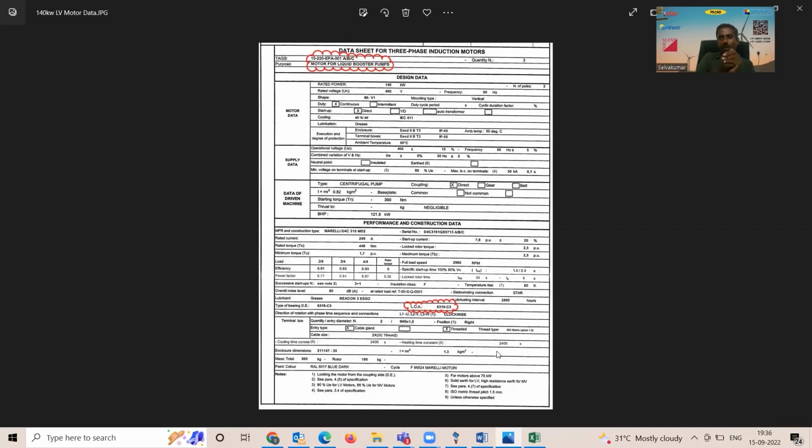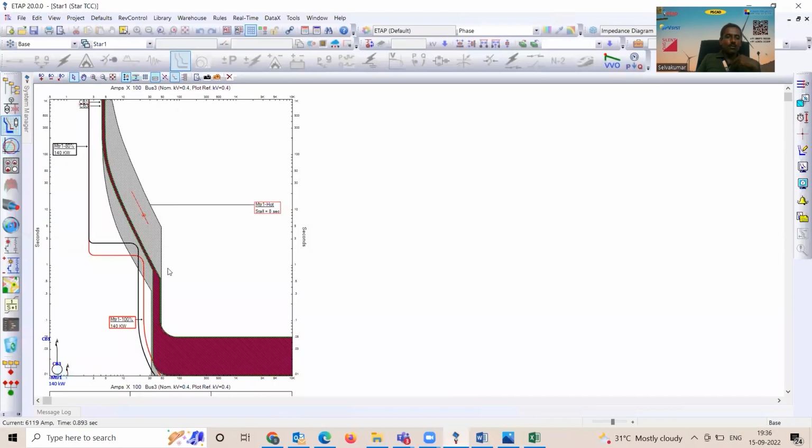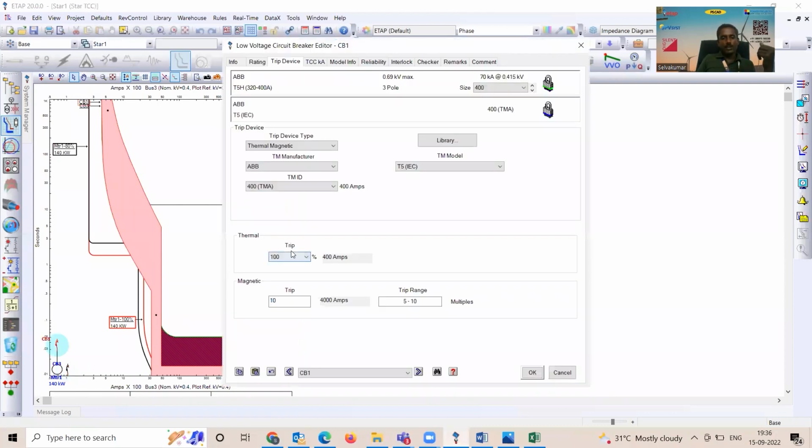So by the time you have all this, and then you find, oh my goodness, it's only thermal magnetic release, whatever I try, the adjustable capability of the pickup is from 70 to 100 in steps of 6%, and the magnetic trip is like 5 to 10 times, but unfortunately that is not protecting my motor.